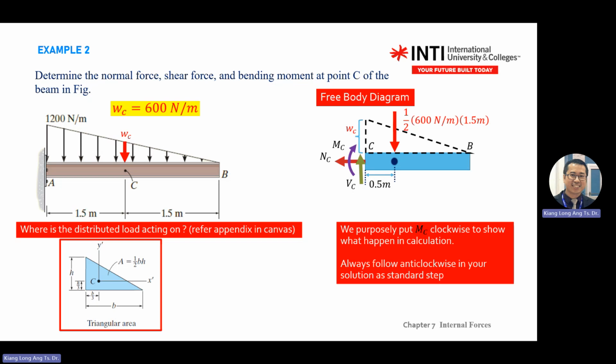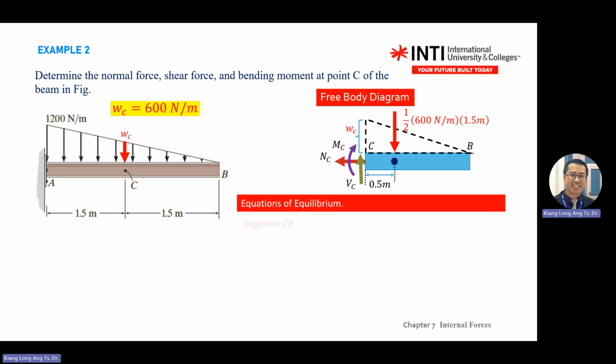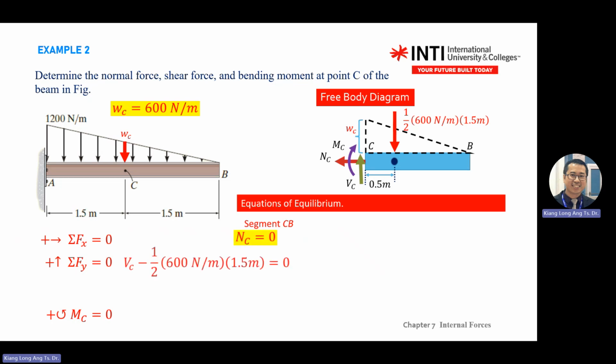So just a reminder here, always follow anti-clockwise in your solution as the standard step. So if you don't know, you just put the moment anti-clockwise. Okay, equation of equilibrium, you use these three equations. You look at segment CB, all the x equals 0, so your NC equals 0. Okay, y, you solve all the y. So VC goes up, positive, and the red arrow, half of 600 times 1.5, goes down, so negative. This usually will be the careless mistake. So here you can solve your VC.